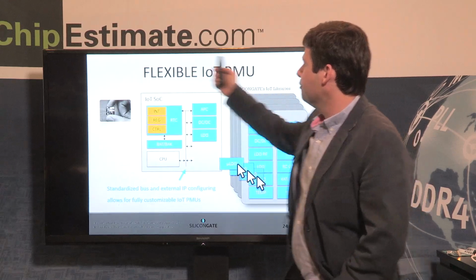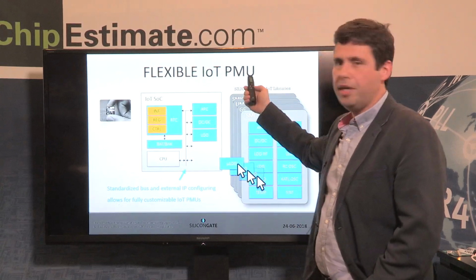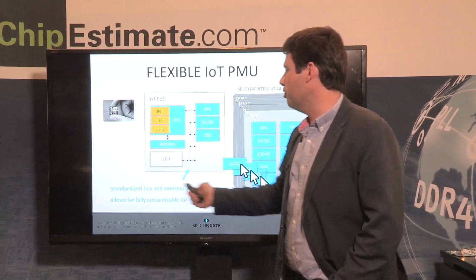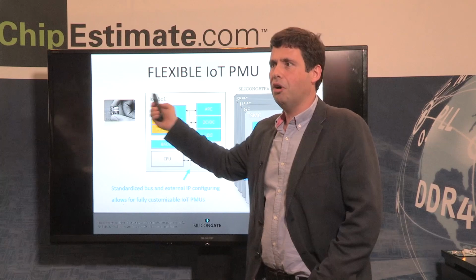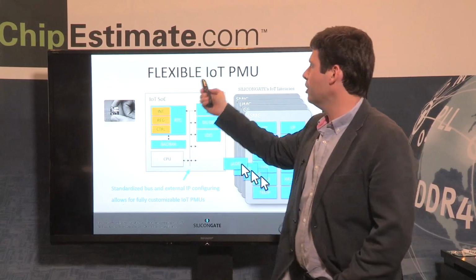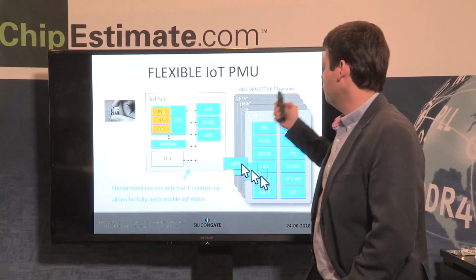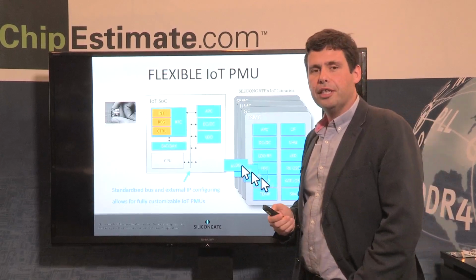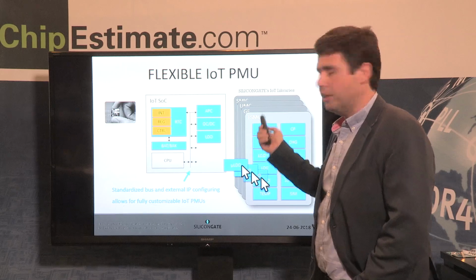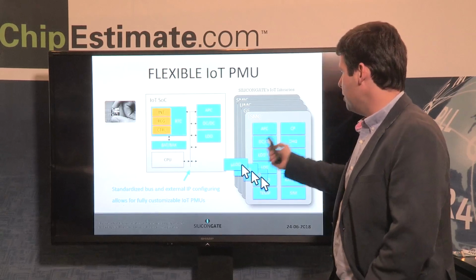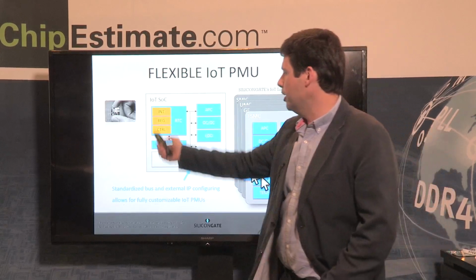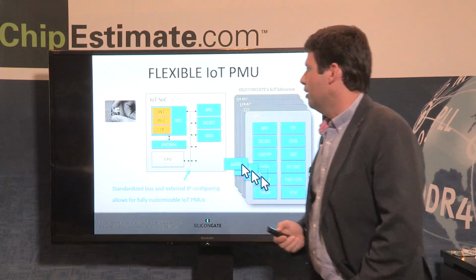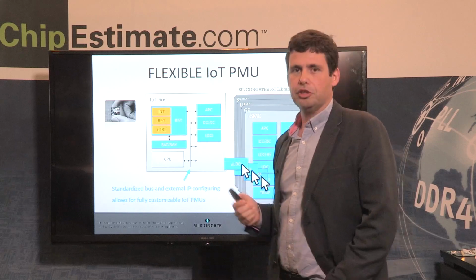So we now have the flexible IoT PMU. This flexible IoT PMU is something that will vary for every system. So how do we make a flexible IoT PMU for every system? It's done with a platform, and we have this platform for every foundry that we support, and also for every node and flavor. So you pick up the IPs from this library and you create your PMU. And this PMU will be your IoT PMU and will fit within your IoT SoC.